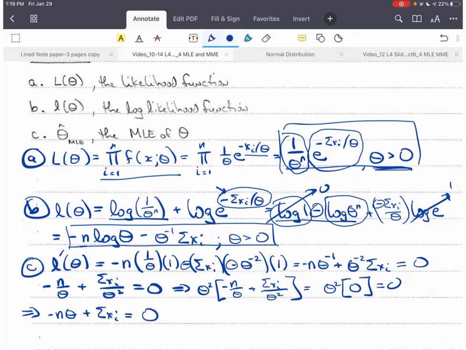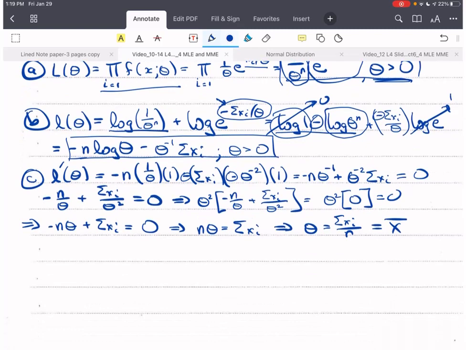Okay? So that is probably the safest way to do that. And then we end up with, now we can solve for theta. We have n theta equals sum of xi, which implies theta equals x bar, again, sum of xi over n. Okay. Now we need to check if this is a max or a min.